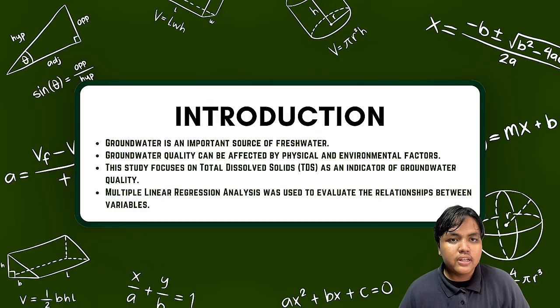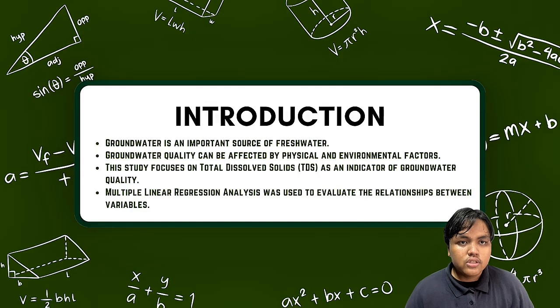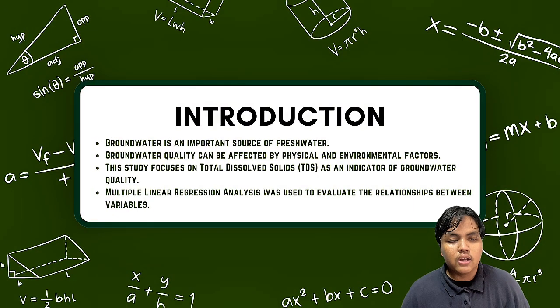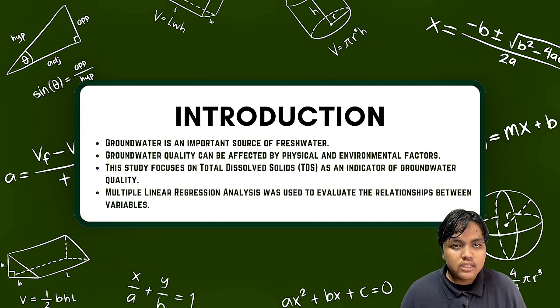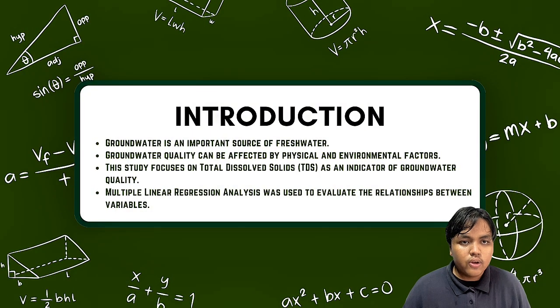Firstly, I will explain the introduction of the study. Groundwater is an important source of fresh water for domestic, agricultural, and industrial use. However, groundwater quality can be influenced by various physical and environmental factors. In this study, total dissolved solids or TDS was used as an indicator of groundwater quality.